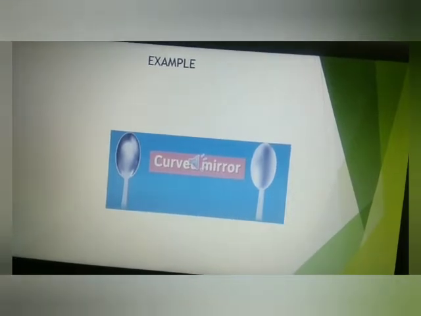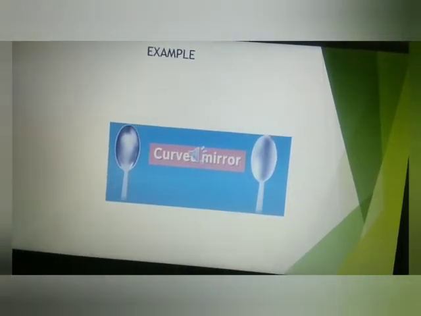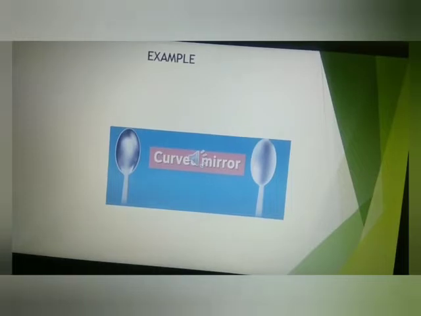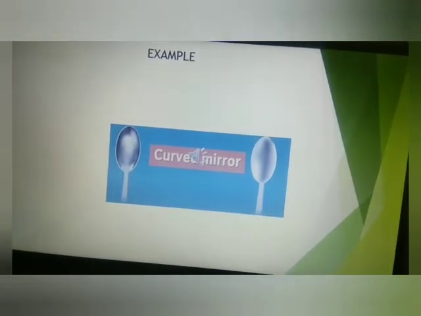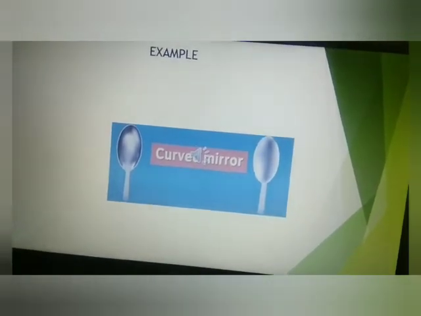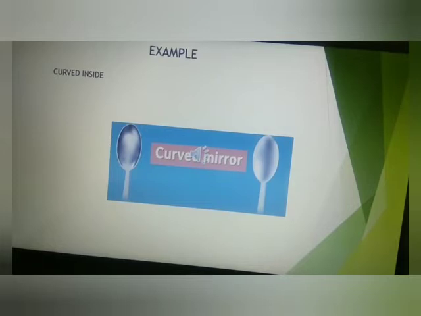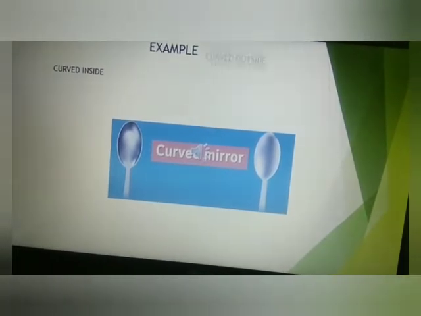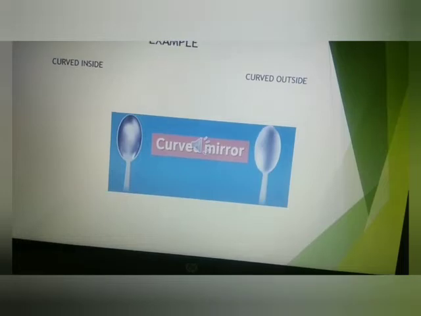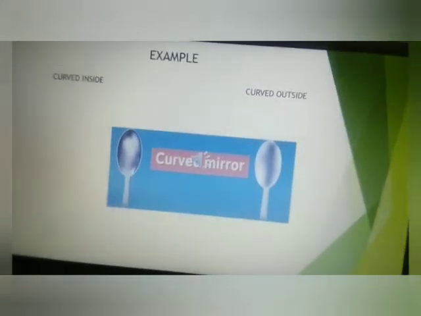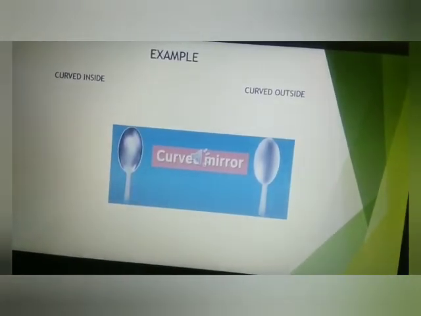Now students, can you find another example of curved mirror? Here you can see the picture of a spoon. The shiny surface which is curved inside makes it concave, and the back side of it, or we say which is curved outside, makes that portion a convex mirror.